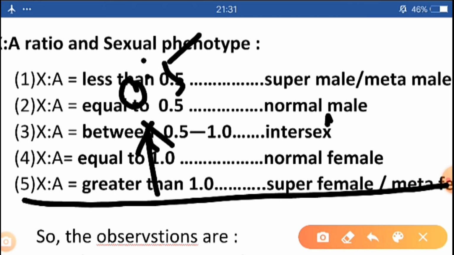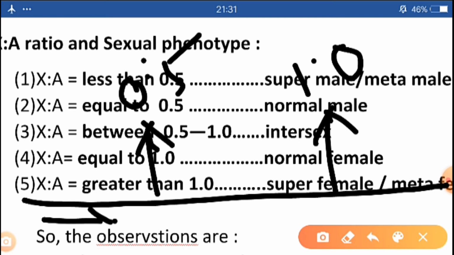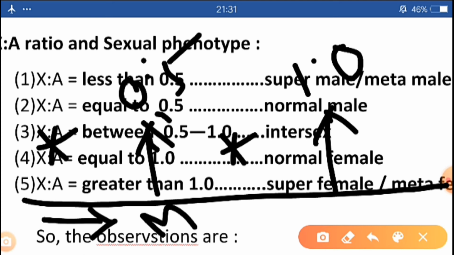Between 0.5 and 1.0. Okay, it is like this. Here it will be super male, then normal male, then intersex. At 1 it will be normal female, and if it is more than 1, then it will be meta female or super female. Clear? Okay.